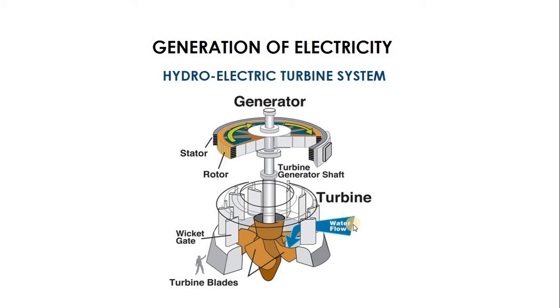Now, as you can see, water comes through the wicket gate. In the previous diagram, we did not see the wicket gate. So now this is a closer look at this turbine system. So the water goes through the wicket gates and hits the turbine blades, causing them to turn. Now, what is the function of the wicket gate? Yes, it is true that we need the water at high pressure to drive the turbine blades, but if the pressure is too high, it can break the blades.